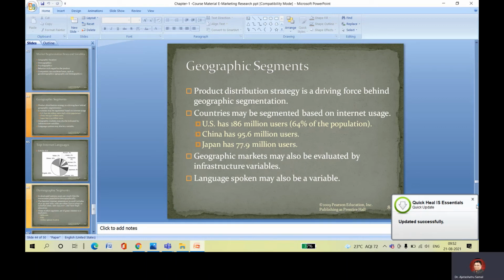The USA has 186 million users, 64% of the population. China has 96.6 million users. Japan has 77.9 million users. A geographic market may also be evaluated by infrastructure variables. Language spoken may also be a variable.